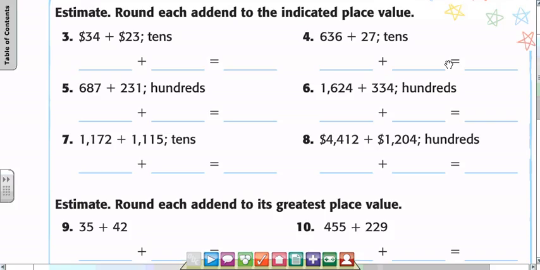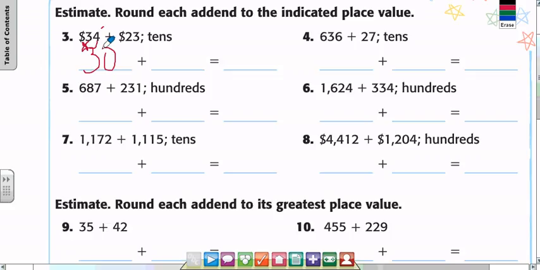Let's do a couple more examples. It says estimate, rounding to add in to indicate the place value. So number 3, I have to round to the nearest what? Tens. So 34, what number is in the tens place? 3. Looking to the right, what does the 4 say? So the 3 stays the same and replace the 4 with zeros.